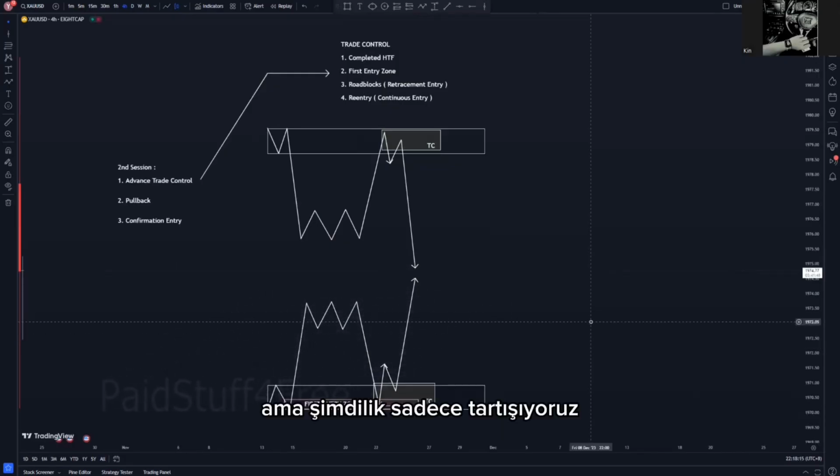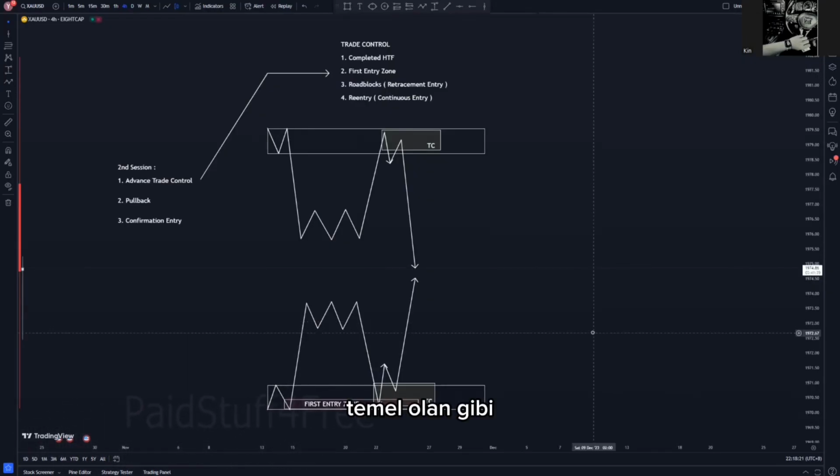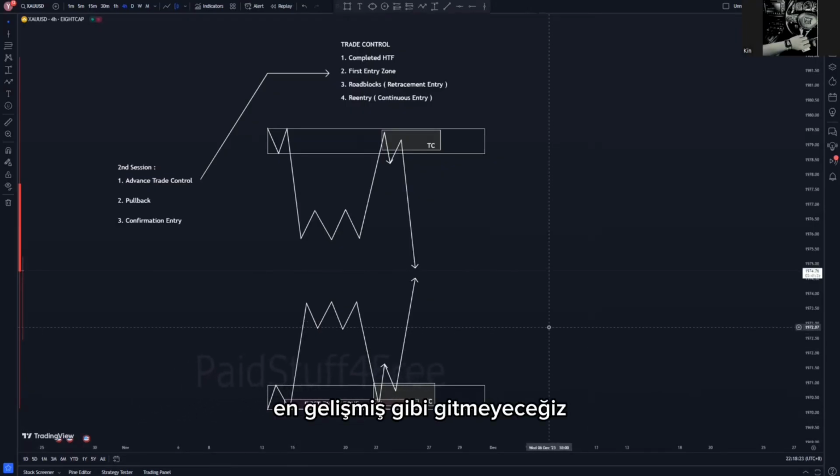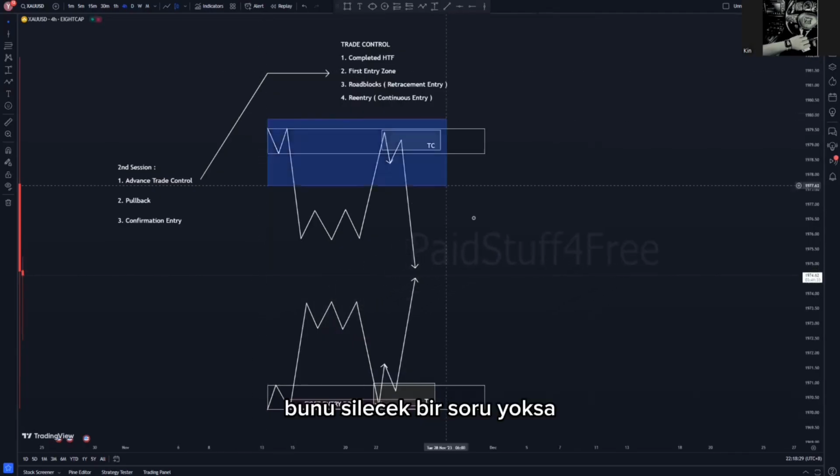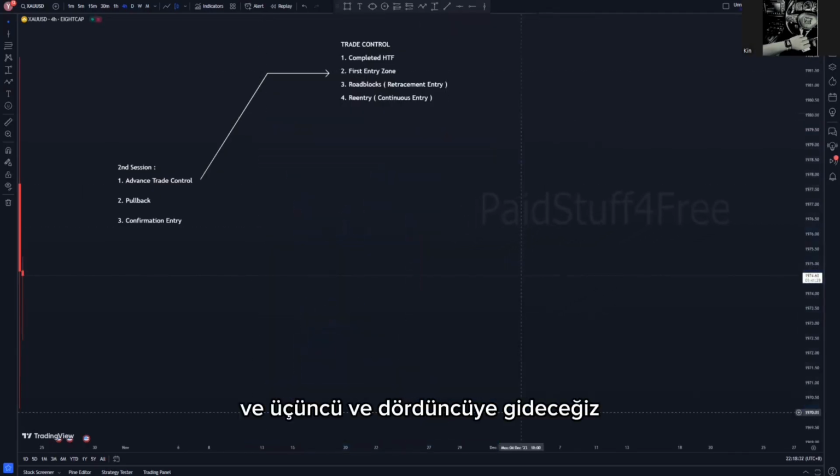But for now, we just discuss the basic one, the normal one. We're not going to go into the most advanced one, which is the last topic, right? So for the first one and the second one, if there is no question, I'm going to delete this one, and we're going to go to the third and the fourth one.